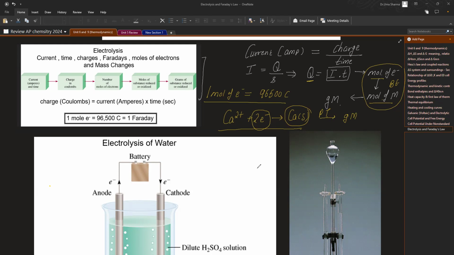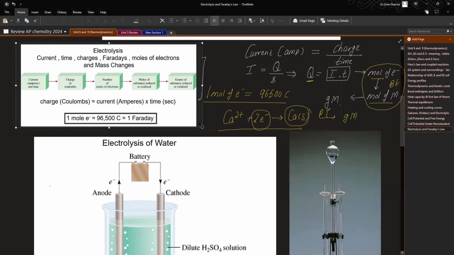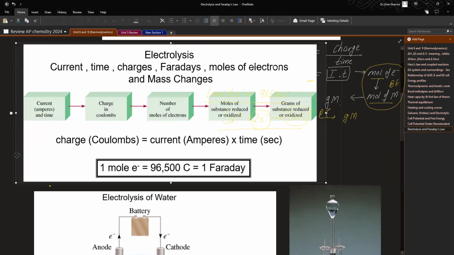Ready for one question? Is this clear? This part? This dimensional analysis is clear? Okay, I'm going to show you now more clearly. See here.